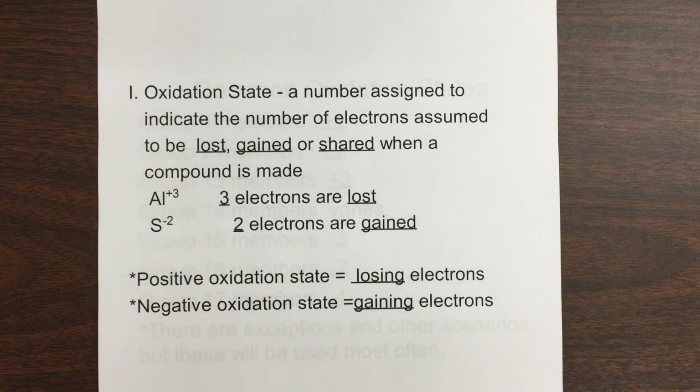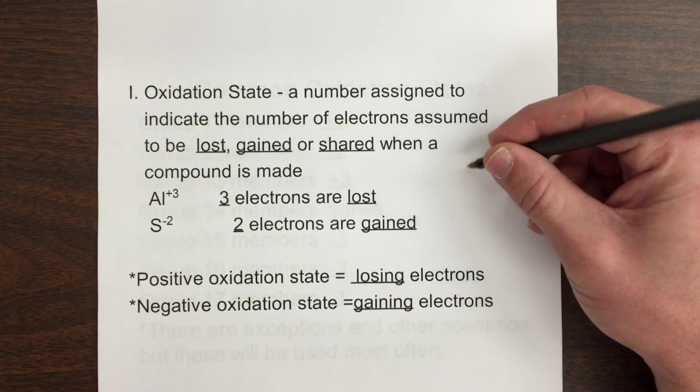First thing you must be able to do to write a formula correctly is know how to determine the oxidation state of an element. And the oxidation state is simply how many electrons the element either gains or loses, or in the case of a covalent compound, shares. We'll talk about that a little later on.